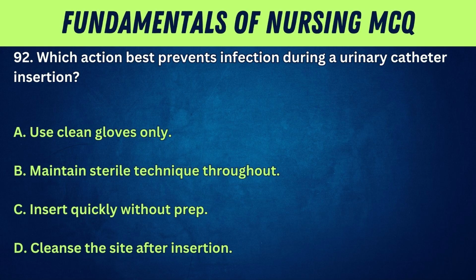92. Which action best prevents infection during a urinary catheter insertion? A. Use clean gloves only. B. Maintain sterile technique throughout. C. Insert quickly without prep. D. Cleanse the site after insertion.